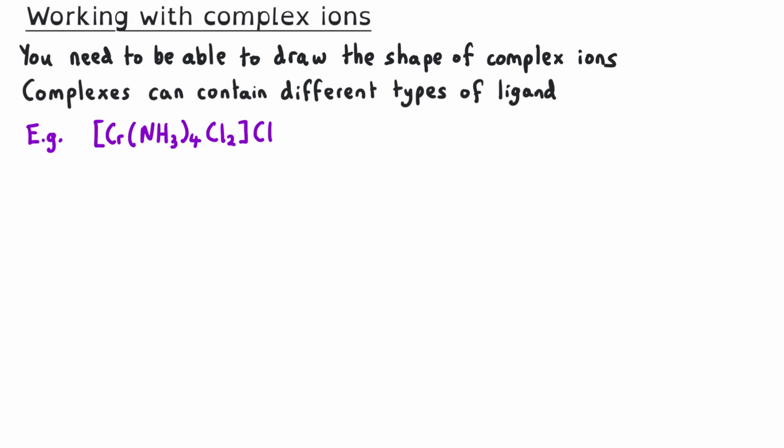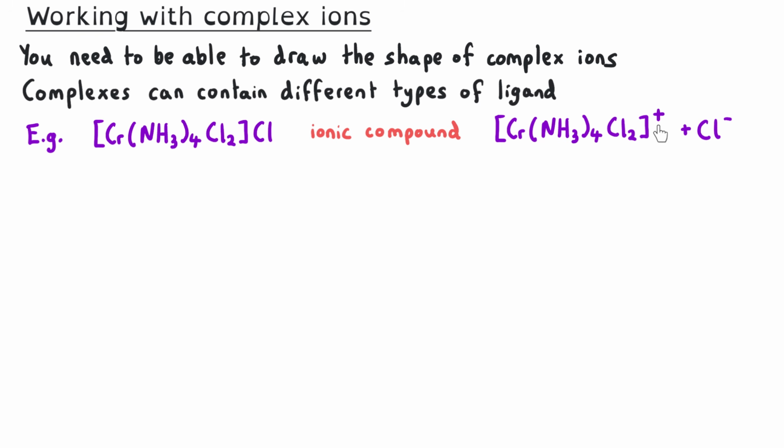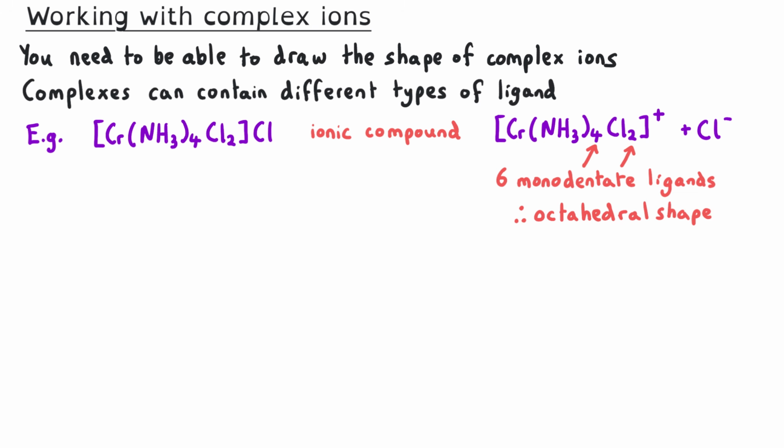And complex ions can contain more than one different type of ligand. An example of this is the compound that I'm showing here, and it's an ionic compound with this complex and a chloride ion. And since the chloride ion is a negative ion, the complex must be positive overall. And so we've got the chromium metal and 6 monodentate ligands, 4 ammonia and 2 chloride ions. That means that this will be a complex with an octahedral shape.